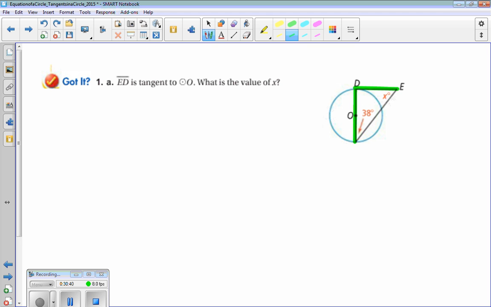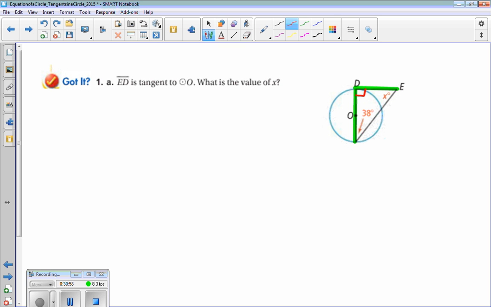It's a diameter, but it's still perpendicular to that. Wouldn't you agree? So we'll just draw that in. We know it's perpendicular because we just learned that tangent lines are perpendicular to radii, or diameters. How do I find x?